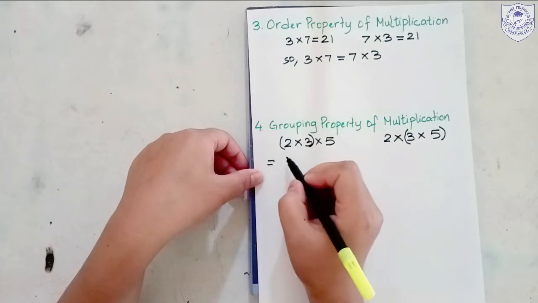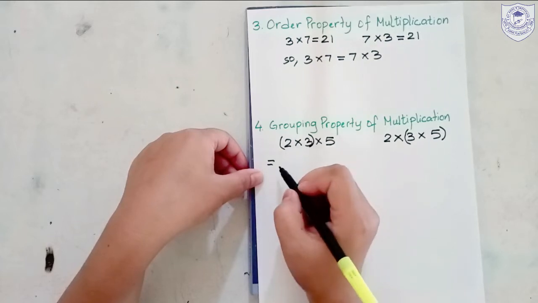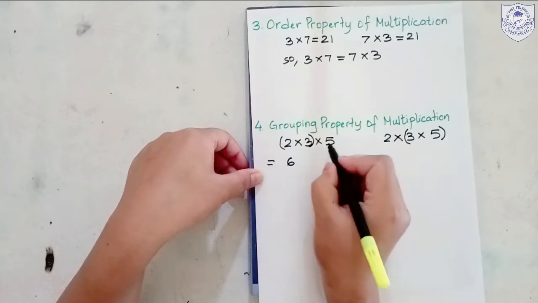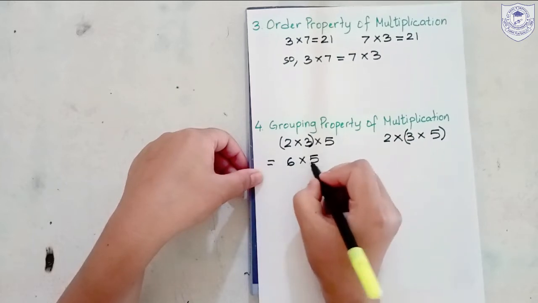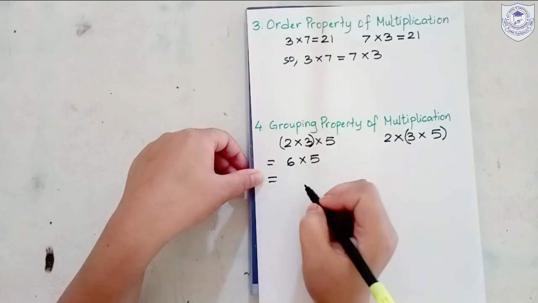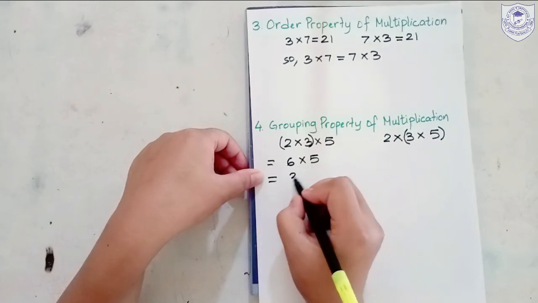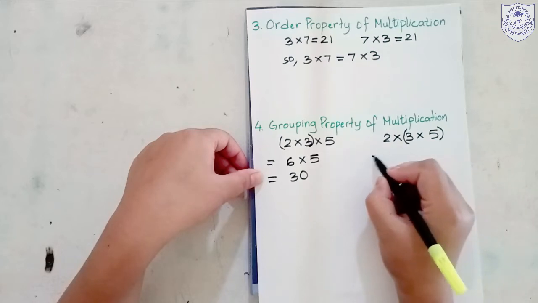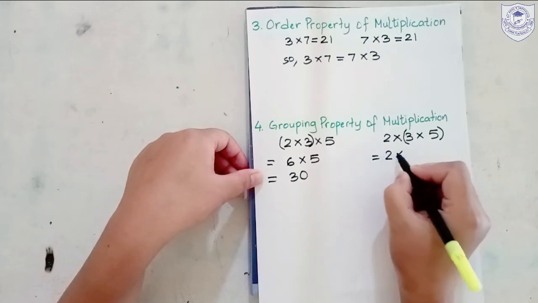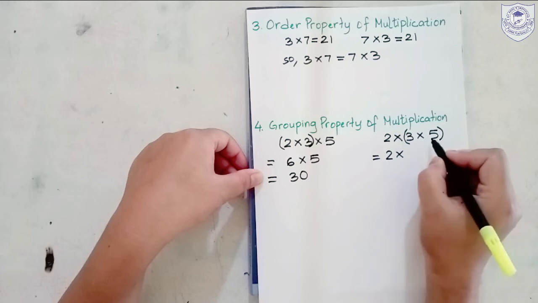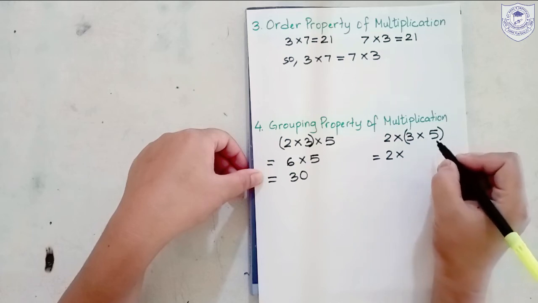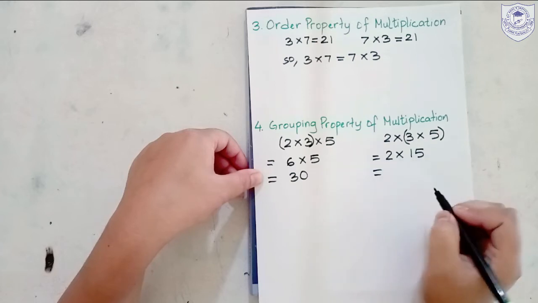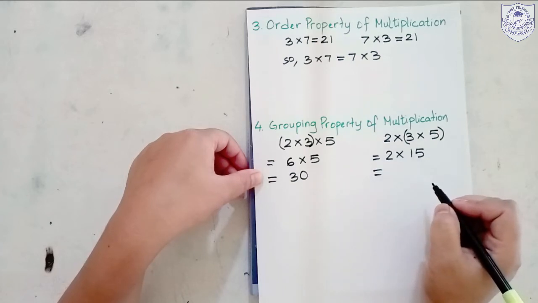Now let's find out the answer. Those numbers which are inside the bracket, let's multiply them first. 2 times 3 are how much? 6, isn't it? We still have 5, so let's write 5 here. Then 6 times 5 are how much? 30, isn't it? Okay, now on the other side we have 2 into, let's multiply those numbers which are inside the bracket. 3 times 5 are how much? 15. Okay, now 2 into 15 will be how much?